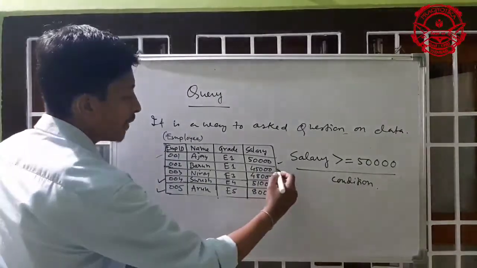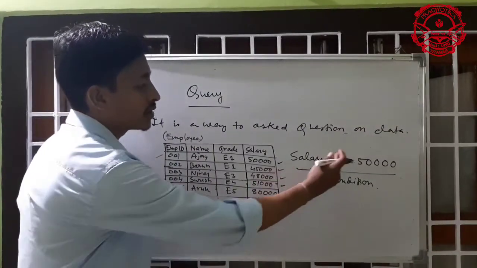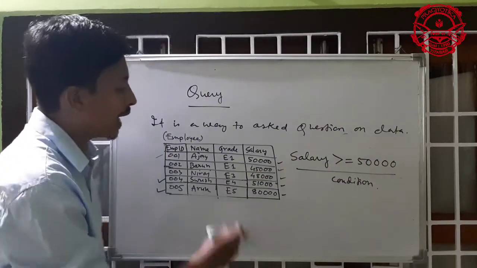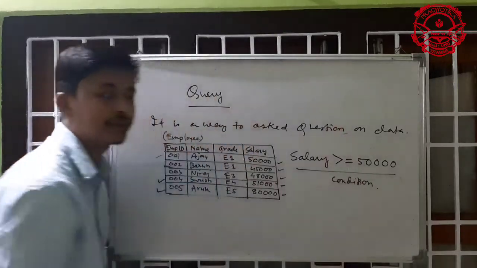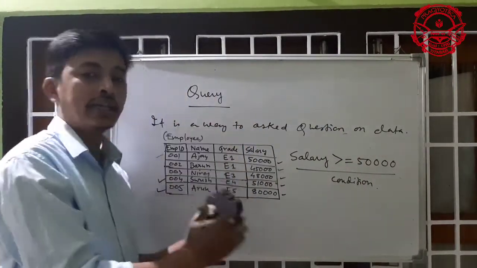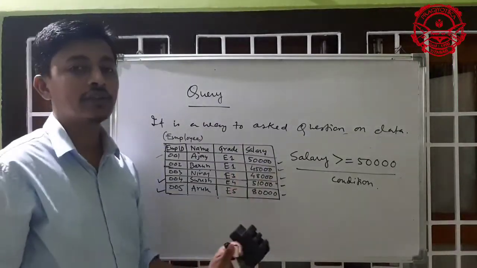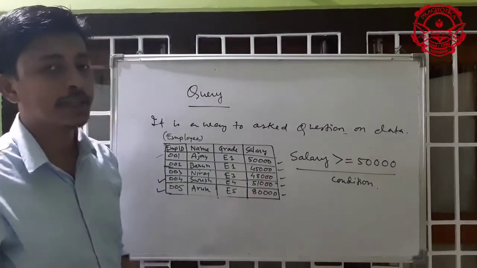Here you can see 45,000 and 48,000. 45,000 is not greater than or equal to 50,000. So that's why it is not going to be displayed, because the condition is false here. Again I am saying that if the condition is true, then the query will give the results. If the condition is false, then it is not going to be displayed. Okay, understand? This is called the query.